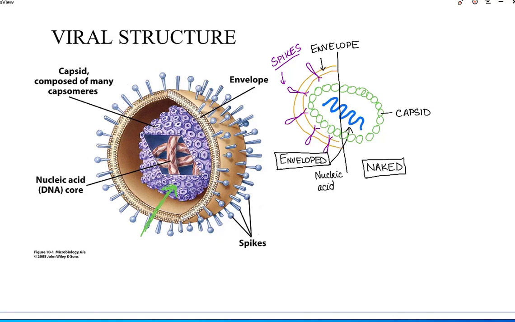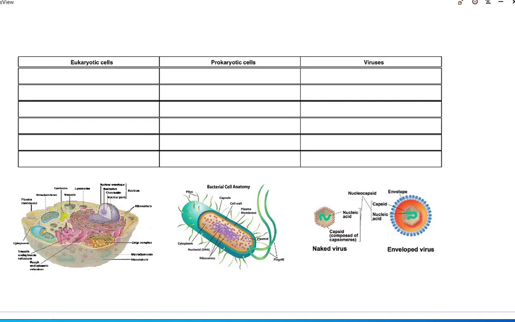So what we're going to do now is we are going to fill in a table that compares and contrasts some of the features of eukaryotic cells with prokaryotic cells. So some of the information that I wrote previously is going to be charted down here. So eukaryotic cells are going to be living, obviously. Prokaryotic cells are also living. And viruses are considered to be non-living.